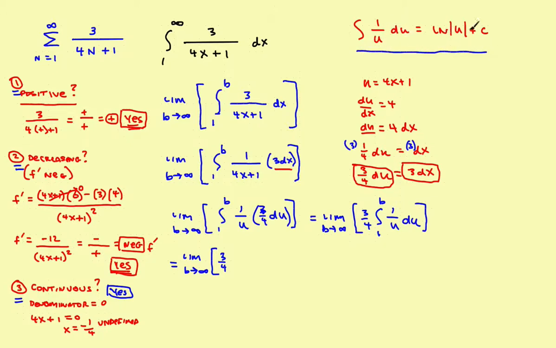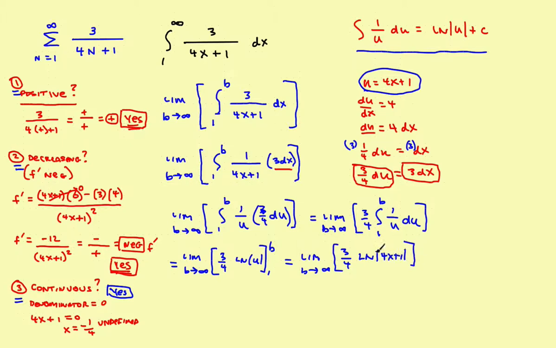So the integral of 1 over u turns into the natural log of u, evaluated from 1 to b. Now, I never did change the x limits, so I'll make this the limit as b approaches infinity of 3/4. And I'll change that u back into what it's equal to. So u is equal to 4x plus 1. So we'll put the 4x plus 1 back in right here, and now it's all back in terms of x again.